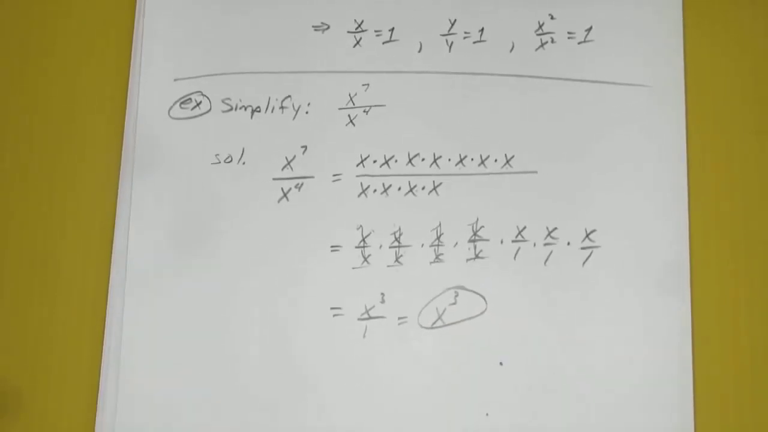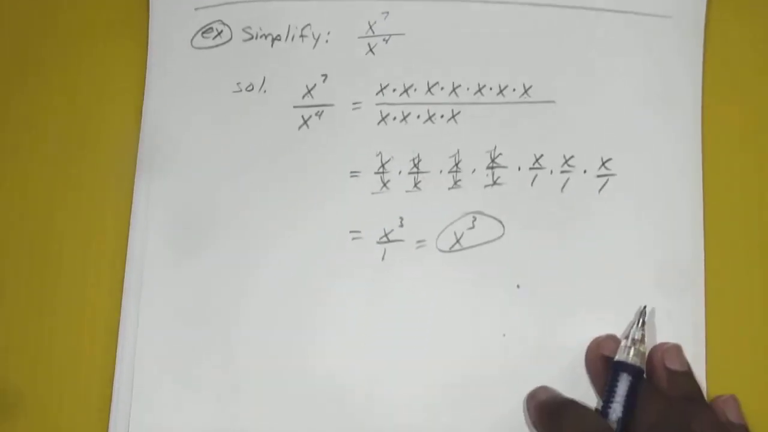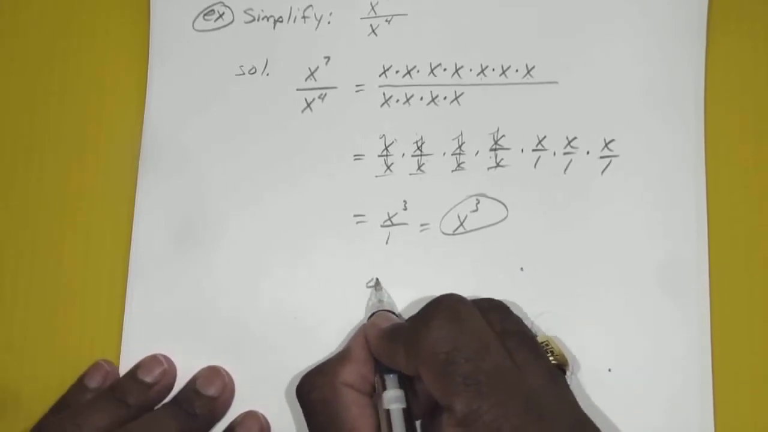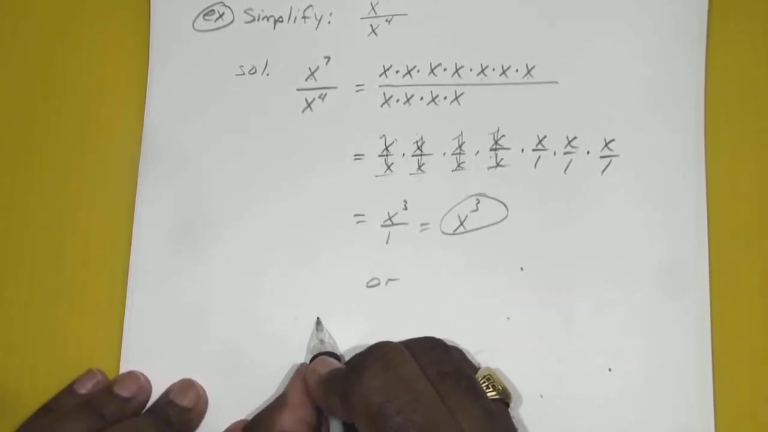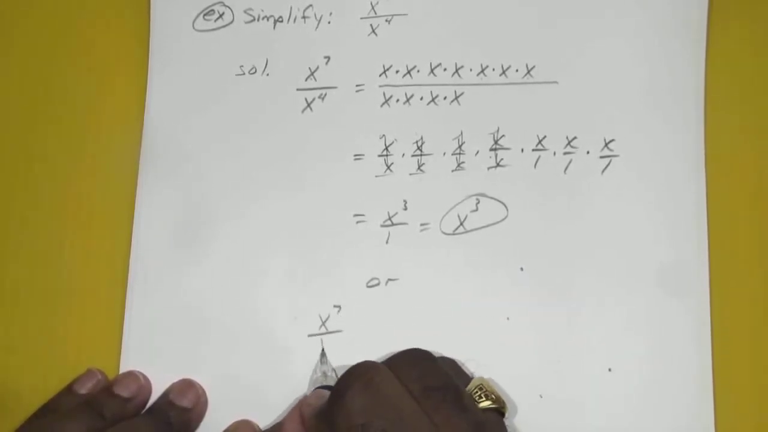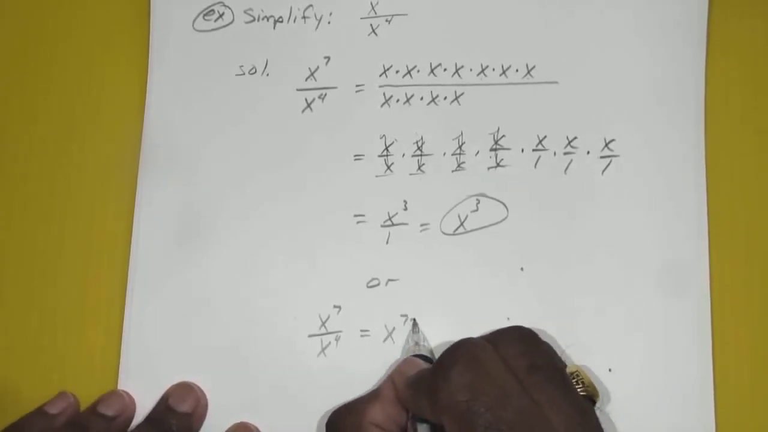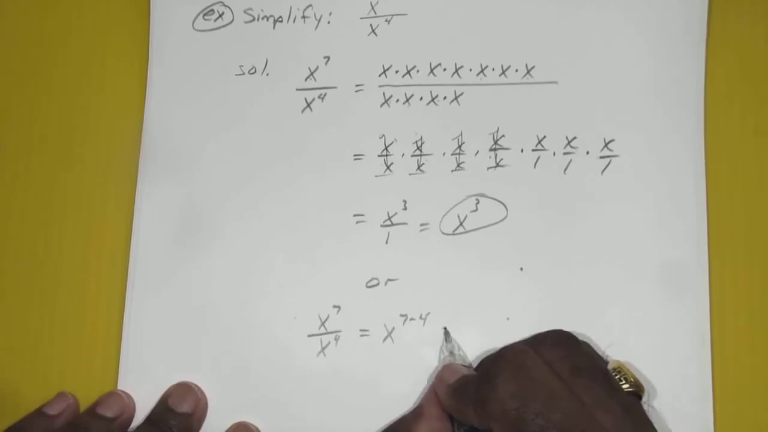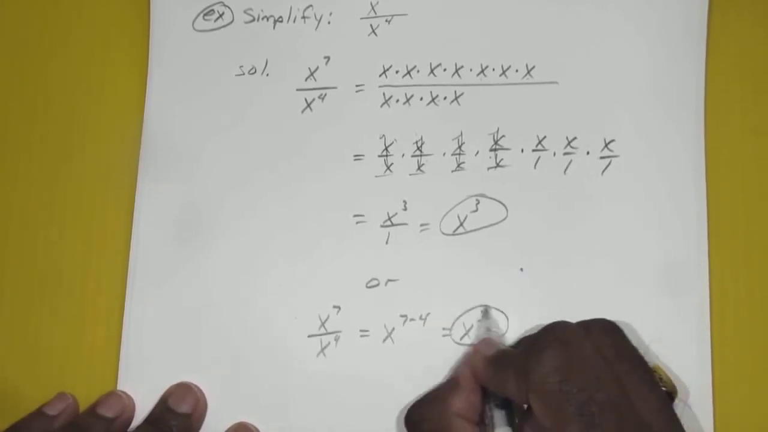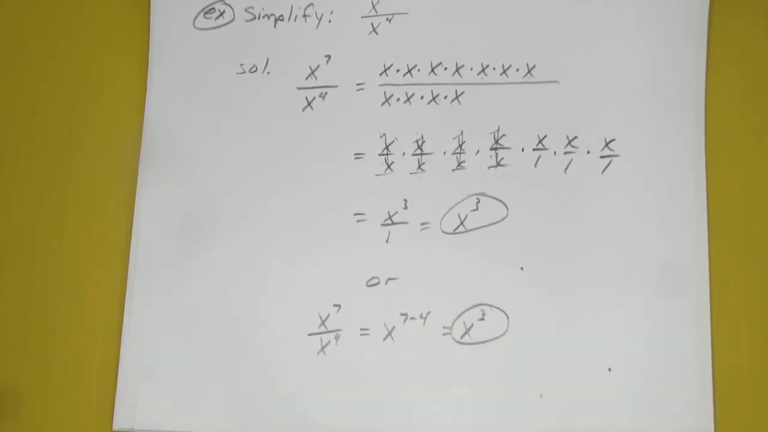Okay, so that's the long, drawn-out, canceling everything method of doing it. Or you could have just said x to the 7th over x to the 4th is equal to x to the 7 minus 4, which is x to the 3rd power. So all of these are really just shortcuts to avoid having to do all those steps.